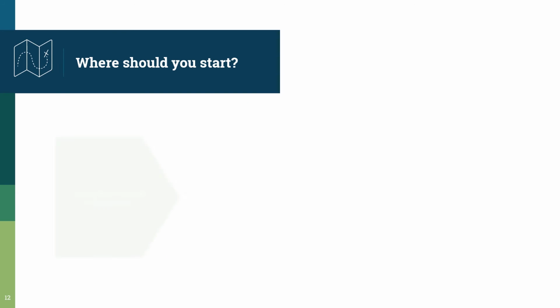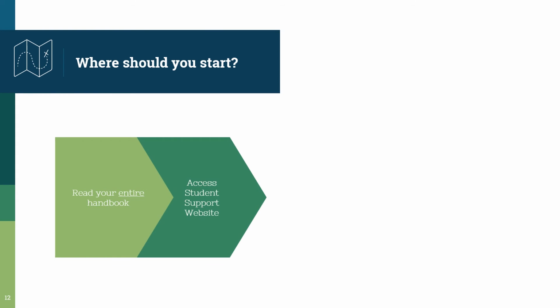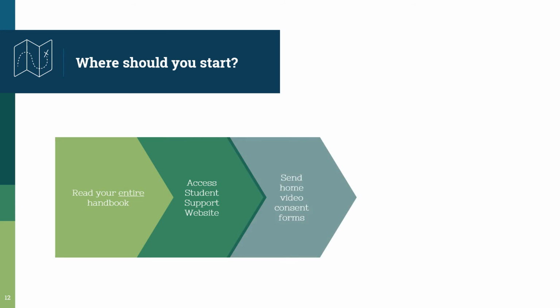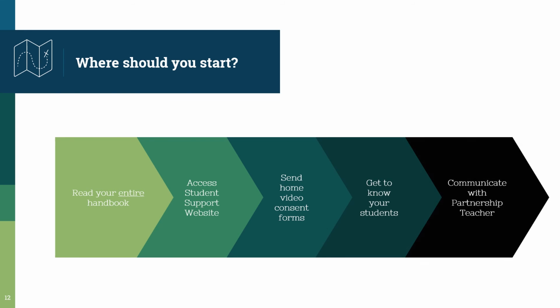Now it's time to get started. First things first, read your entire handbook. It is recommended to read it through twice. Next, make sure you access the Student Support website. There's many materials on there that will help you be successful. Next, be sure to send home your video consent forms. There are links for these forms on the website, and it also includes a Spanish version. These last 2 steps are to help you complete the first artifact for Task 1, your context for learning. It is important to know your students both academically and personally to begin planning your instruction, so getting to know your students and communicating with your partnership teacher is important.